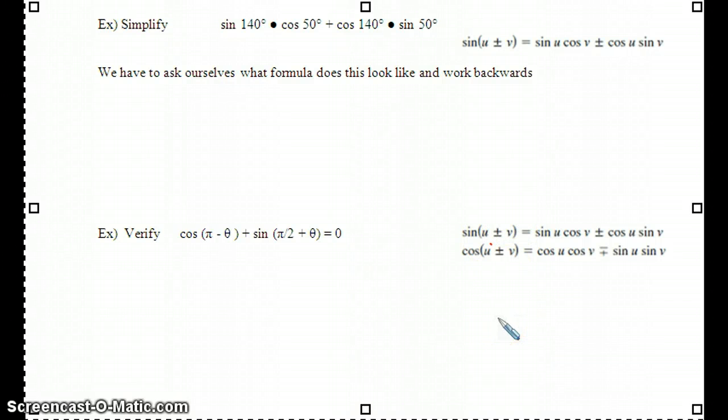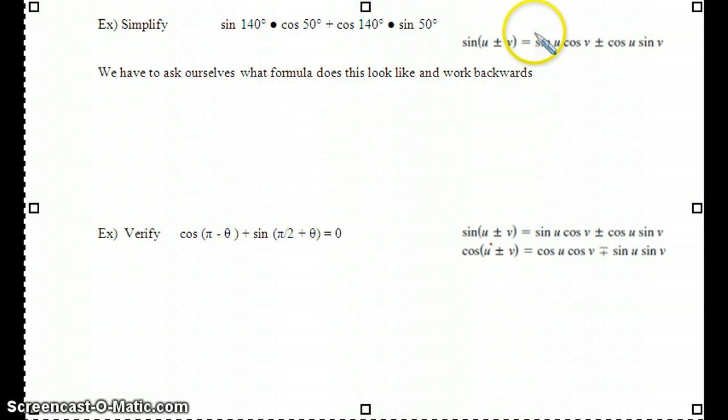Welcome back to Trig Notes 2.4, Pre-Calc Notes 5.4. This is going to be part 2 of the video. We're going to continue using the sum and difference formulas for sine, cosine, and tangent. As we look at this next example, we're going to actually work backwards.